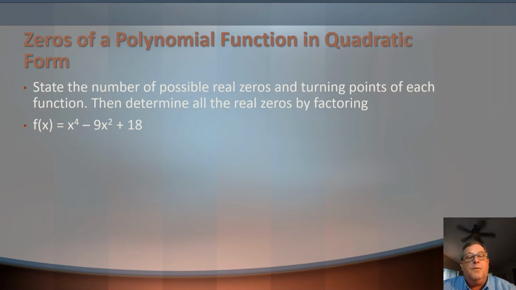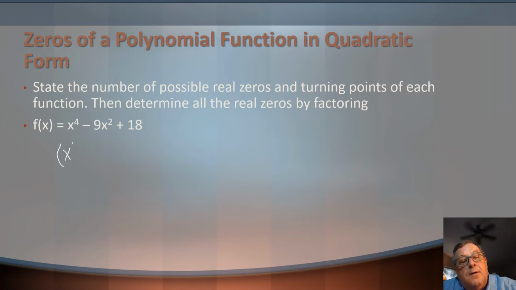Well, the number of possible real zeros, since that leading term is x raised to the fourth power, I can have 4 possible real zeros. That means also that I would have 3 turning points, 4 minus 1, using that leading term. Now, if we were to rewrite this equation, x to the fourth minus 9x squared plus 18, in quadratic form, it would appear as this.